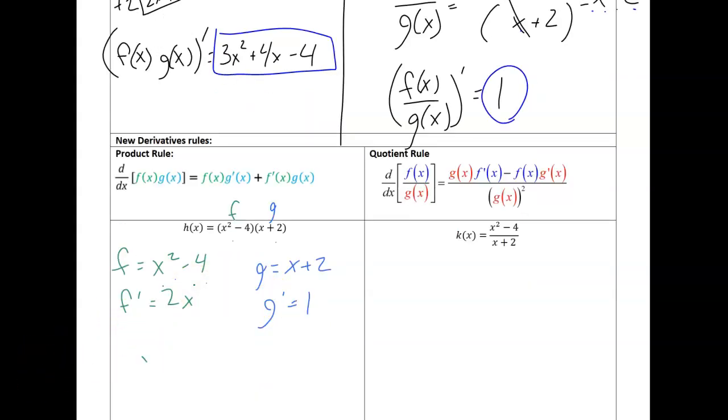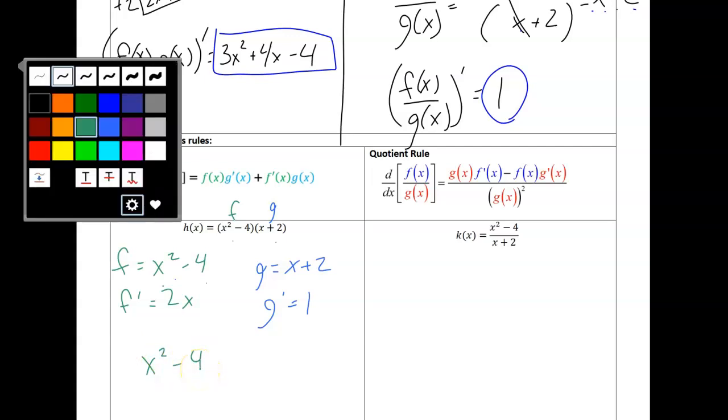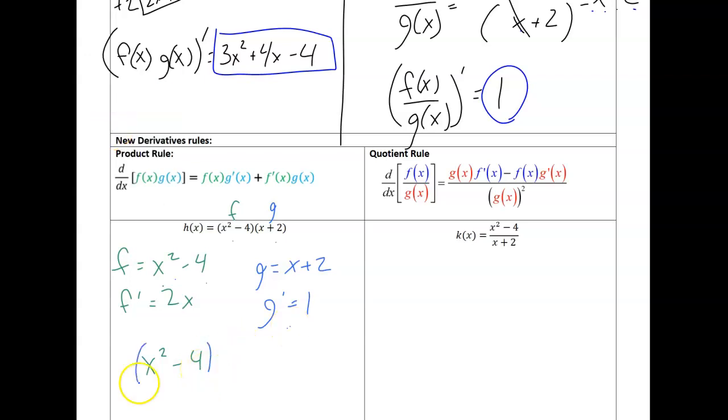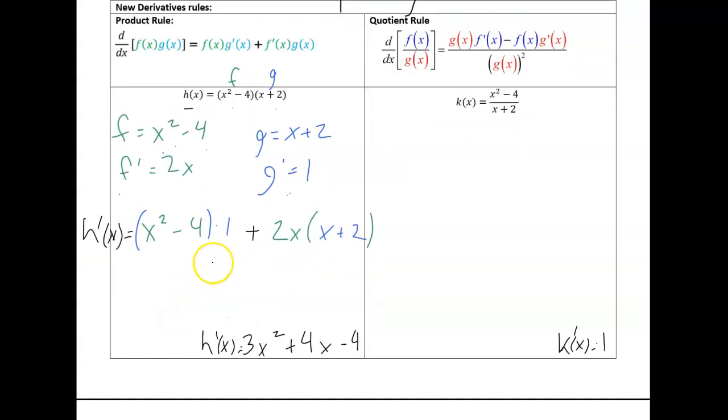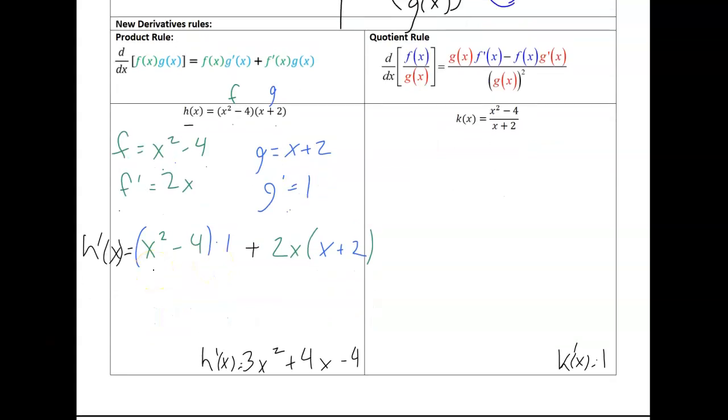Then based on my rule here, I need f, x squared minus 4, times g prime, which is just 1, and then plus f prime, 2x, times g, x plus 2. And this, if this is h of x, I would call this h prime of x, the derivative of h. And then I just distribute. So distributing the 1 doesn't really change anything. So I get x squared minus 4, and then I distribute the 2x, plus 2x squared plus 4x.